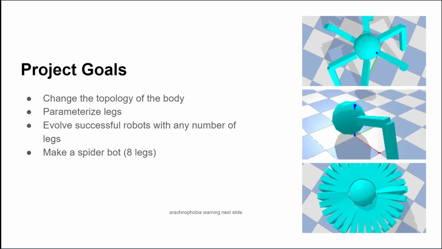Parameterization of legs was the biggest part of the project, requiring legs at different areas and joints to rotate as well as the legs to rotate. A method for replacing the legs required some math as well. Evolving successful robots with any number of legs was one of the big goals of the project, so that anything could work. I thought of making a spider bot with 8 legs.